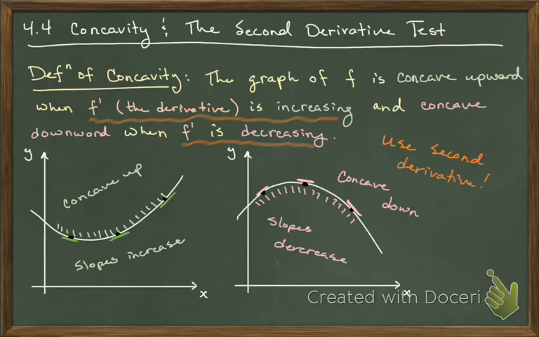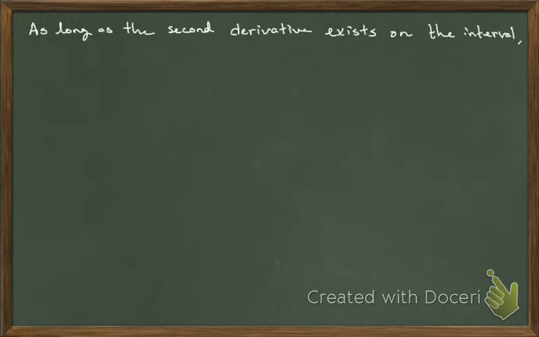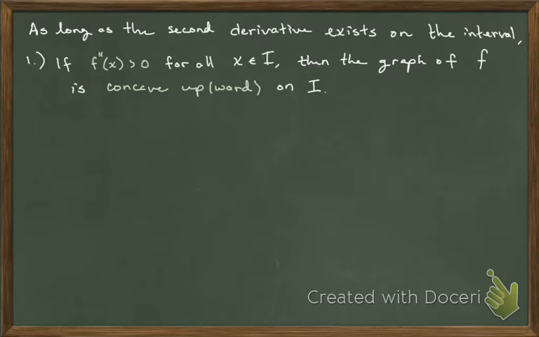For concavity, we're going to use the second derivative, right? Looking for whether the first derivative is increasing or decreasing is the same as looking at the second derivative of the original function. Okay? So what I want to do here is explain a little further what's going on. As long as the second derivative exists on an interval, basically, in short, what we say is if the second derivative is positive for all x in I, which just denotes the interval that we're working on, okay? For all x in our interval, if the second derivative is positive, then the graph of f is concave upward on that interval, okay?